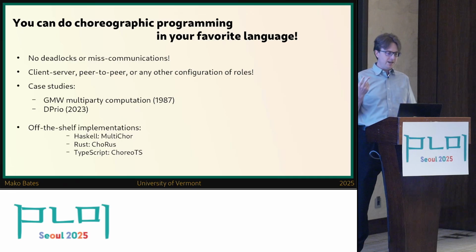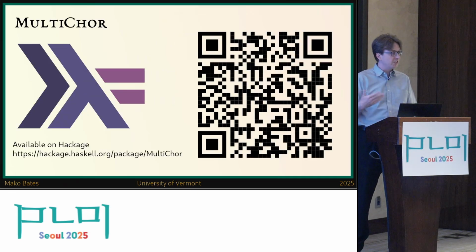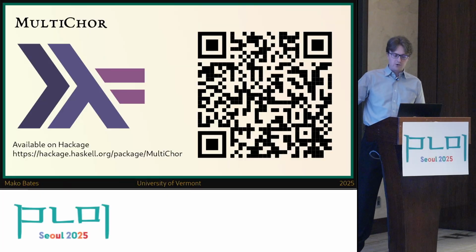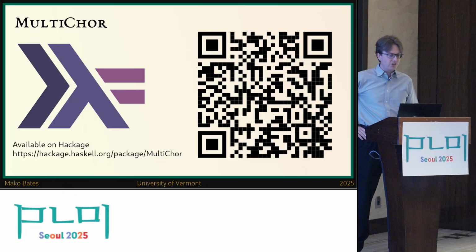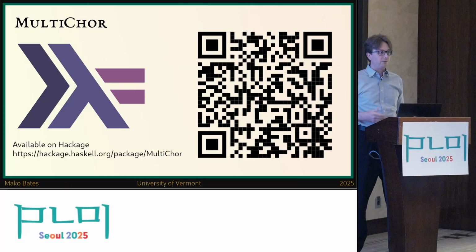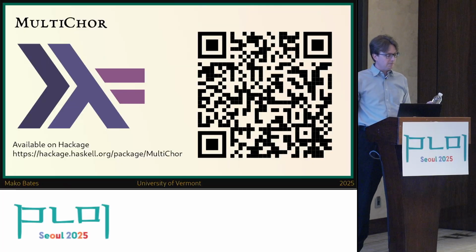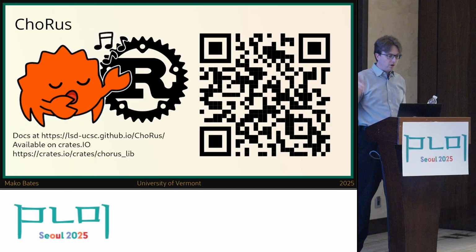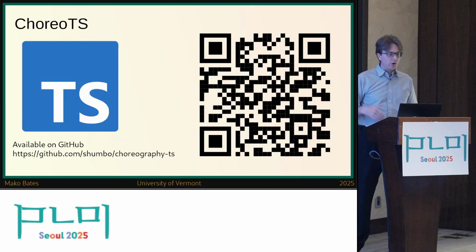My next 3 slides are QR codes for each of our implementations. So MultiChor is our Haskell implementation. You can pull it off of Hackage right now. There's going to be a version 2. So if you're interested in what might go into that, you can come to my dissertation defense a week from tomorrow. Chorus is our Rust implementation. On crates.io, it's chorus_lib. It has really nice tutorial-style documentation. Choreo-TS is our TypeScript implementation. You'll have to install it from GitHub right now.